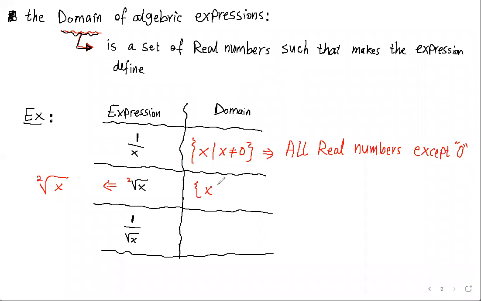So this means x such that x is greater than or equal to 0. It means all the positive real numbers and the 0. Make sense? What is the domain? For the third one, who will do it for me?